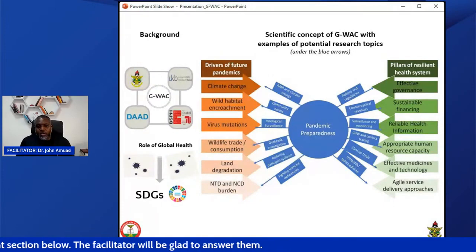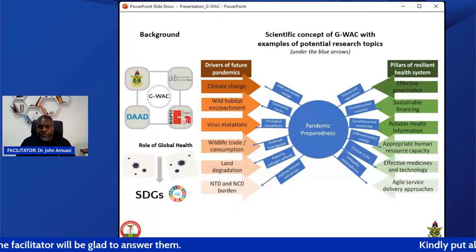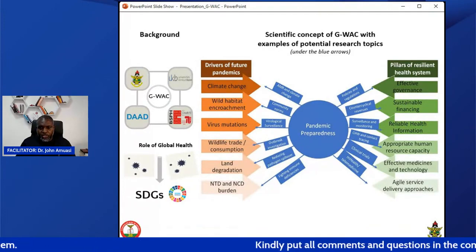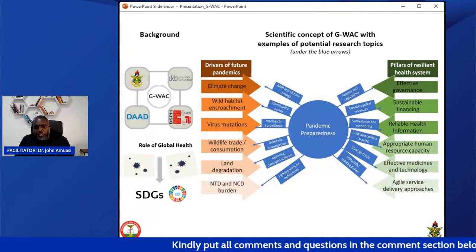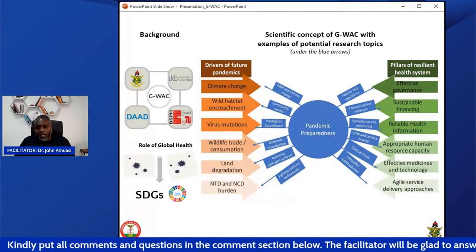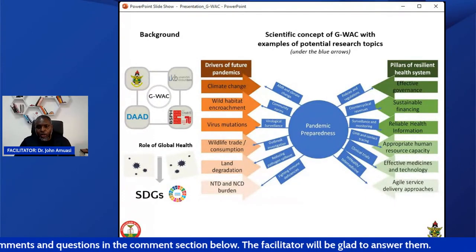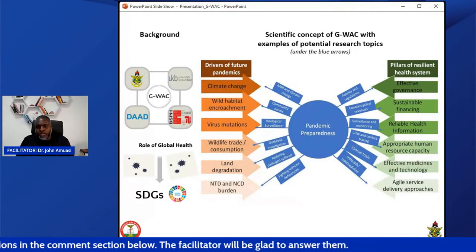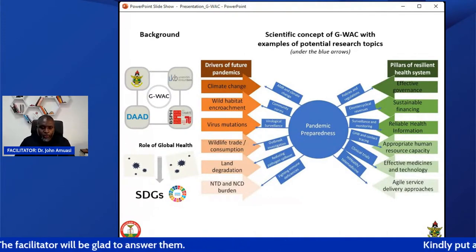So in identifying these drivers of future pandemics, we have invoked climate change, wild habitat encroachment, virus mutations, wildlife trade, land degradation, NTD and NCD burden. And you realize that throughout this entire week, we have focused our lectures on these specific areas just to give you an understanding of how they all play a role.